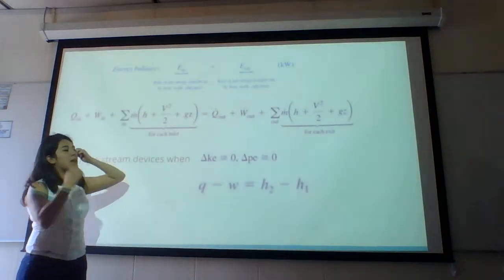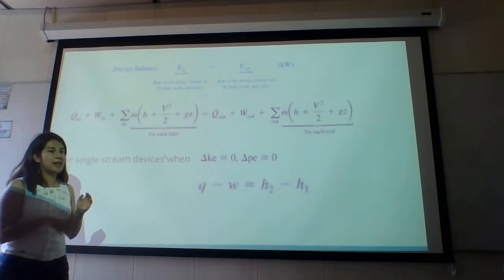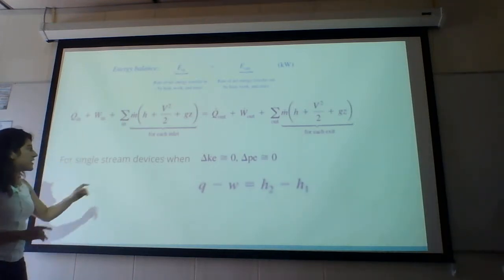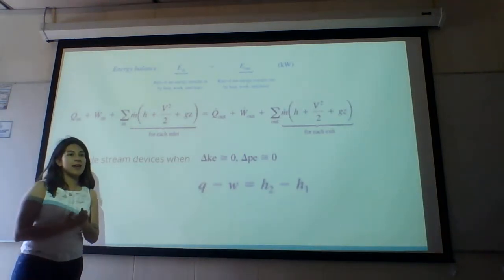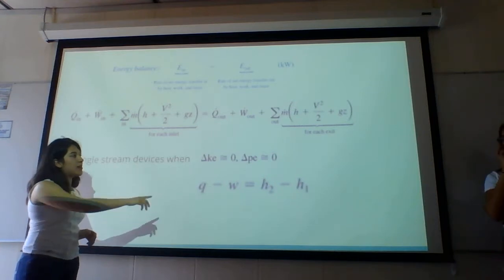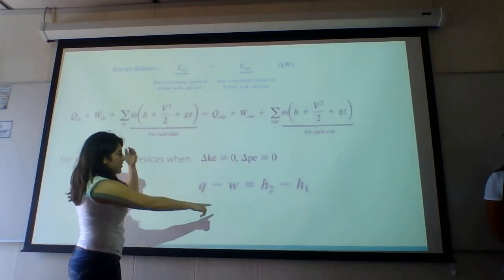And for the energy balance, the total energy that is going in equals the total energy that is going out. And for single stream devices, we can say that the kinetic and potential energy are going to be zero. So we're only left with this equation, that is the heat minus the work equals the difference in enthalpies.